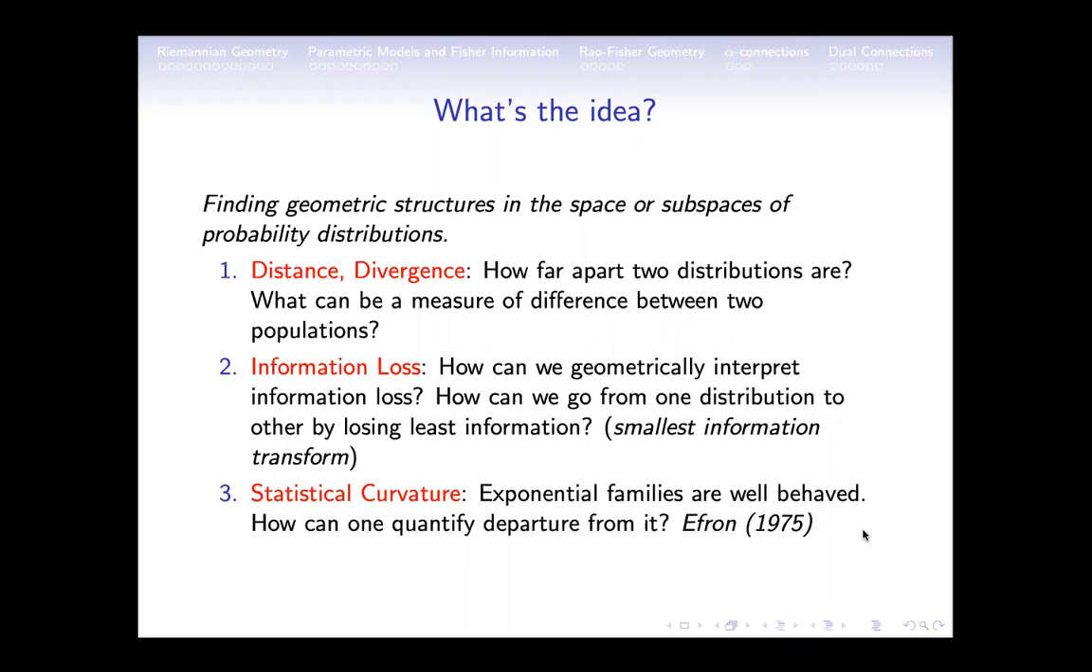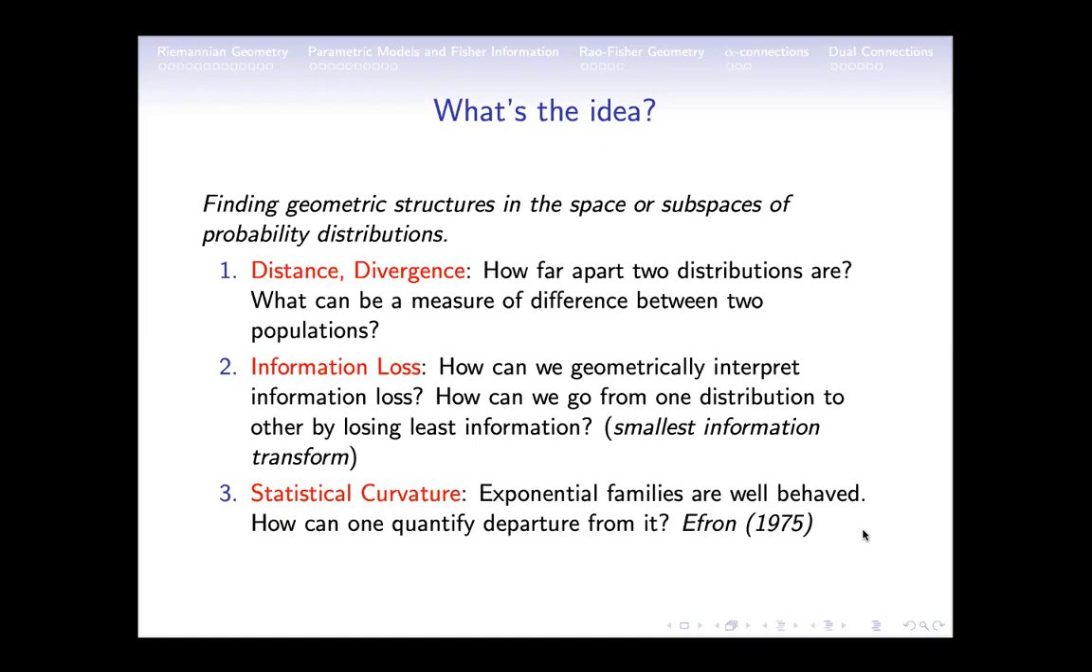Another way to motivate this kind of geometric study on statistical models is the very nice geometric interpretation of information loss. By this particular modeling, we can talk about smallest information transforms. We'll see that will be basically the geodesic. We are moving from one distribution to another, transforming from one distribution to another by losing the least amount of information we can. That's basically the idea of information loss and the way we look at it geometrically.